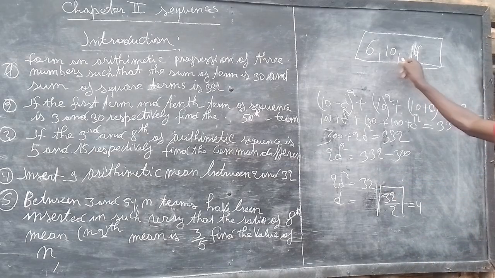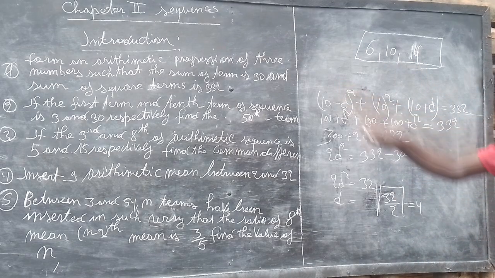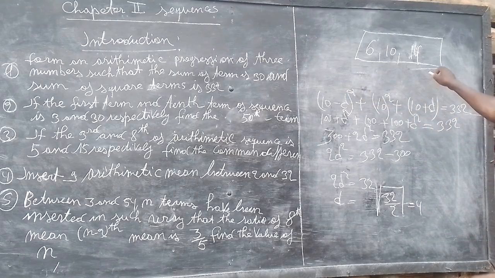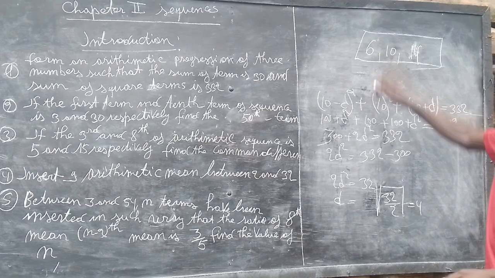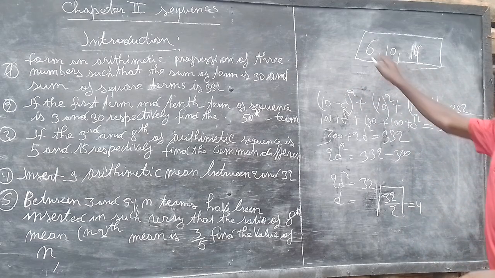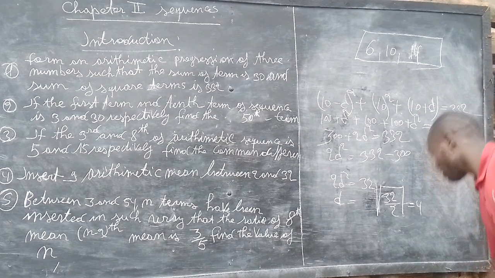So this is the answer for the first question, where we are asked to form an arithmetic progression. This is how an arithmetic progression will look like. So let's move to the second one.